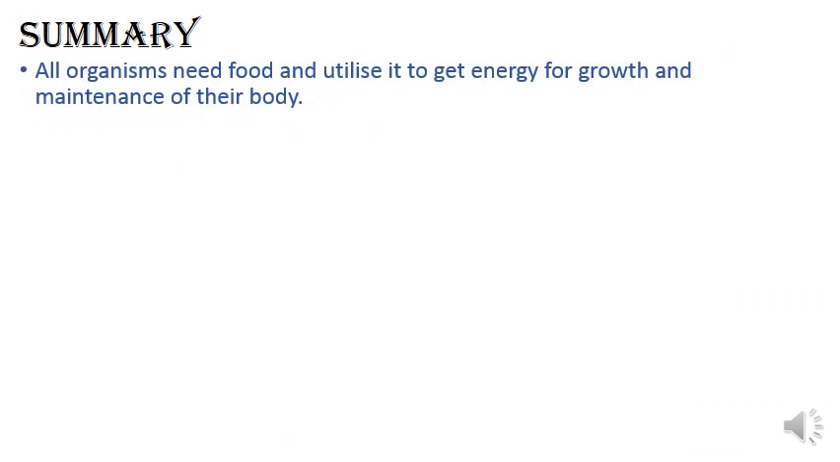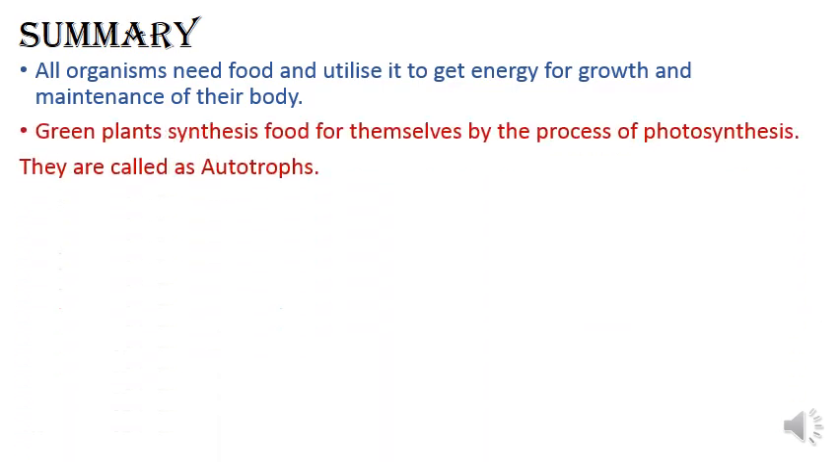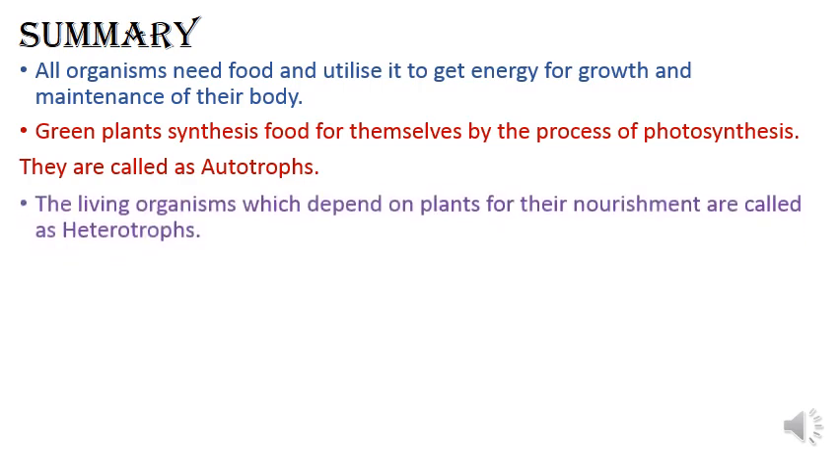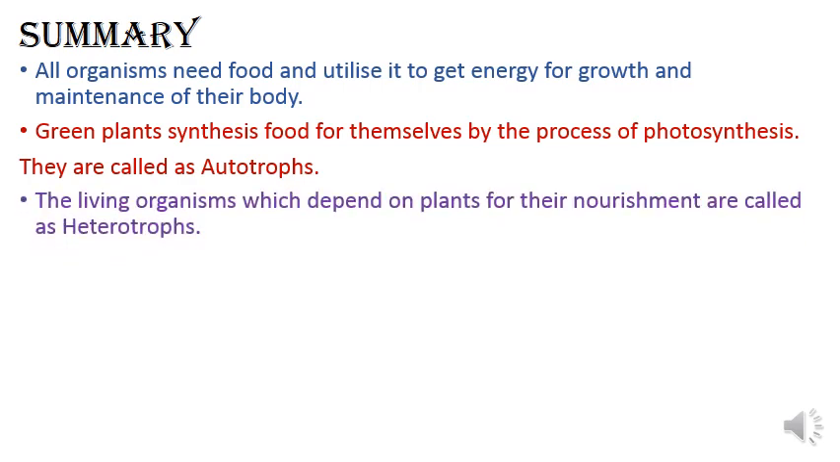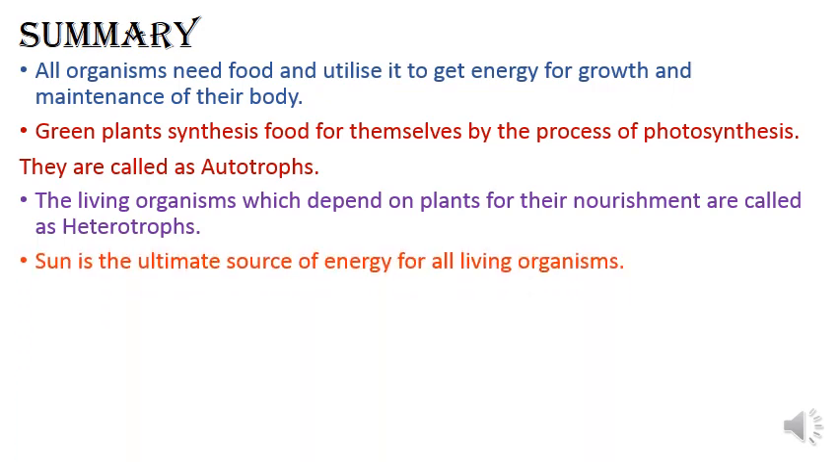Summary of today's class. All organisms need food and utilize it to get energy for growth and maintenance of their body. Green plants synthesize food for themselves by the process of photosynthesis, so they are called autotrophs. The living organisms which depend on plants for their nourishment are called heterotrophs, and the examples are herbivorous, carnivorous and human beings, which means omnivorous.